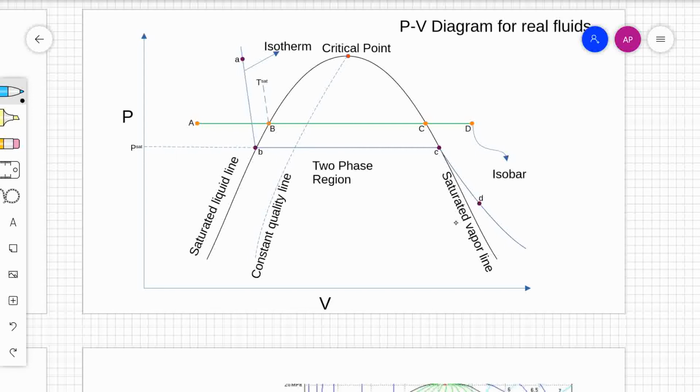If a liquid is taken and heated at constant pressure, it would follow the line capital A, B, C, and D. This is known as an isobar. In between the saturated liquid line and the saturated vapor line lies the two-phase region where the mixture is liquid plus vapors.